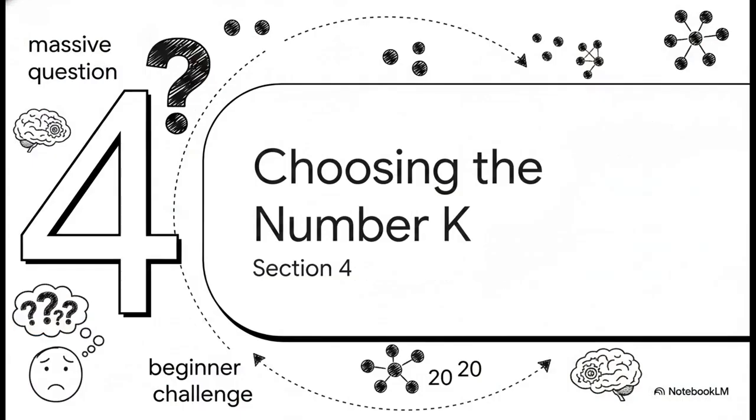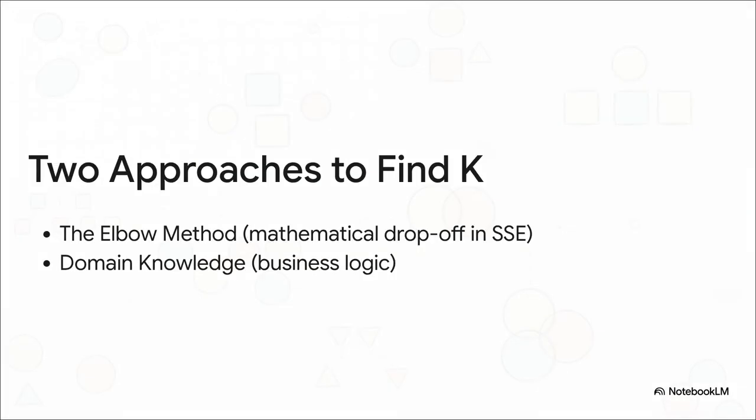Section 4. Choosing the number k. This brings us to a massive challenge for beginners. How many clusters should we actually be looking for? With k-means, you have to tell the algorithm how many clusters to look for before it even starts. But if we're exploring unknown data, how do we know if we should be hunting for 2 clusters or 5 or 20? Well, there are 2 main approaches.